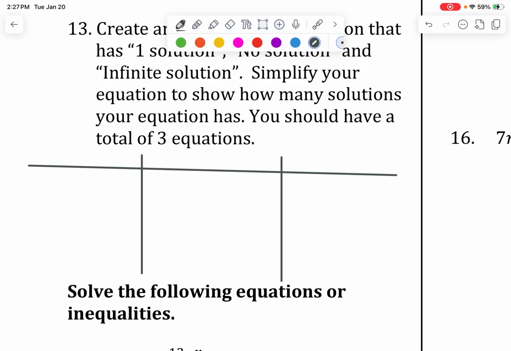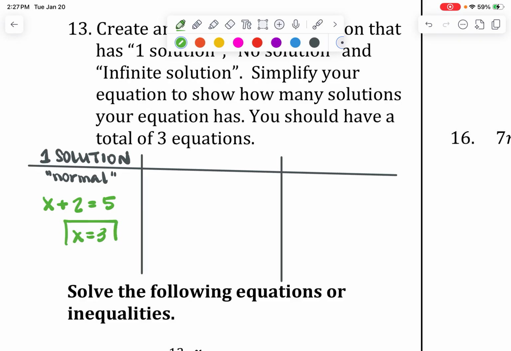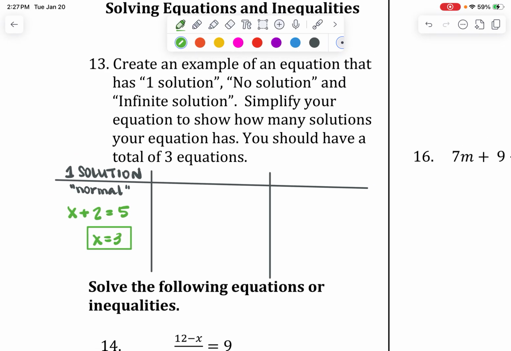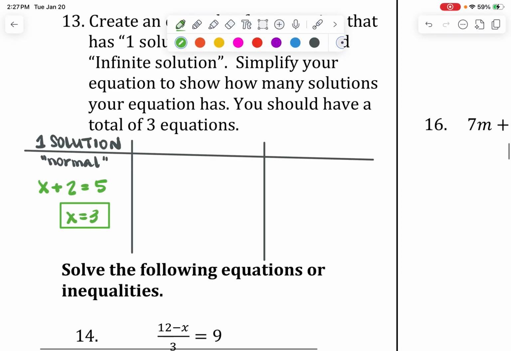All right, so one solution. This is quote unquote normal. It is normal for most equations to have one solution, right? So one solution means you have an equation like x plus 2 equals 5, right? So in order to solve that, I would move the 2 to the other side and I would get x equals 3, meaning 3 is the only value that I can possibly get when I am solving that equation, okay?